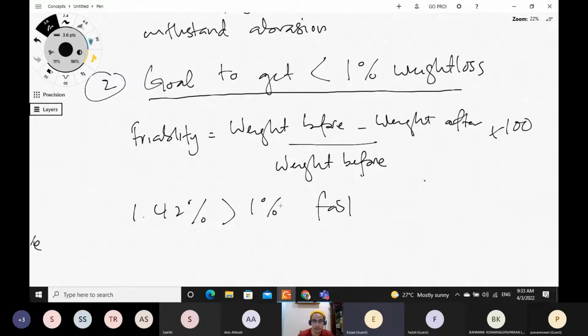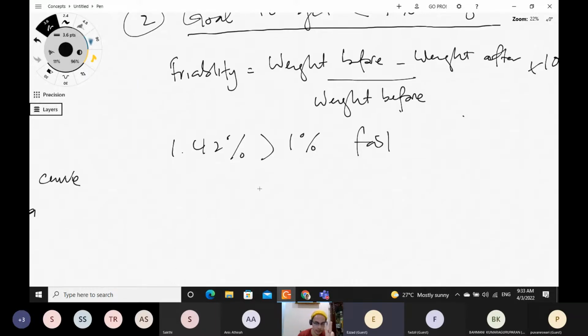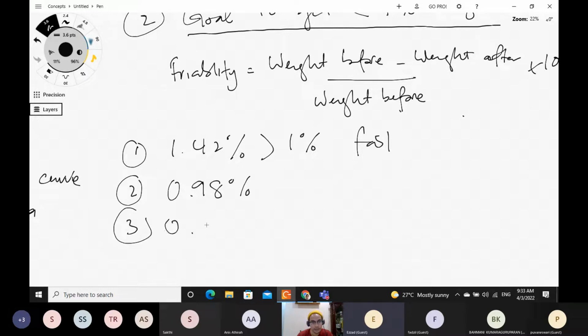So kalau fail, dia kata kita kena repeat twice. Okay, repeat the same test 2 kali and then we take the mean. So what does this mean? Katakanlah this is friability number 1 and then kita repeat the test, kita dapat 0.98% and the third one kita dapat 0.96%.